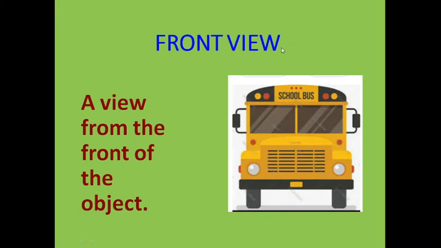Next is front view. What is front view? A view from the front of the object. If we look at the object from the front, that is called the front view of the object. The diagram shows the front view of the school bus. Can you differentiate between top view and front view? If we look at the object from the top, it is the top view. If we look at the object from the front, it is the front view of the object.